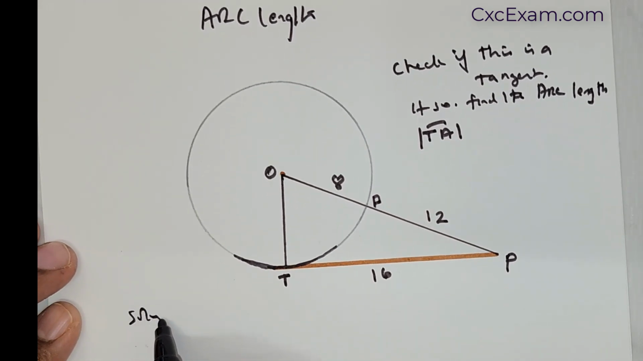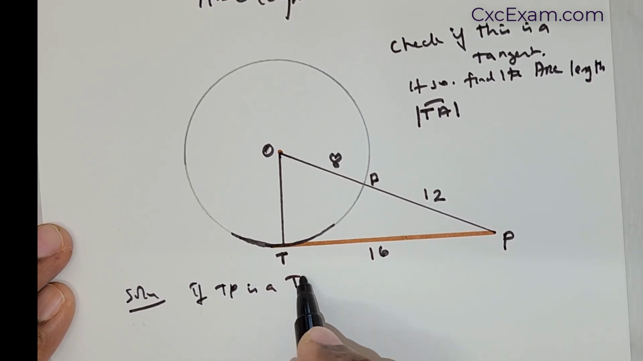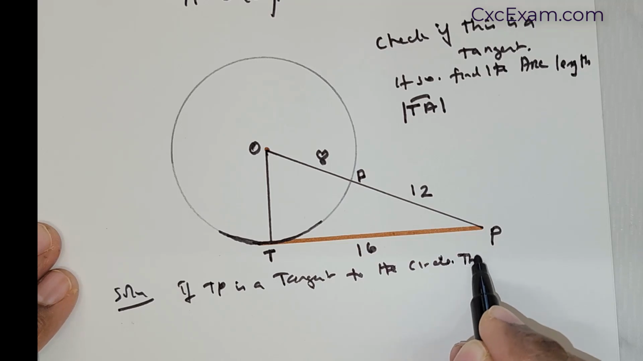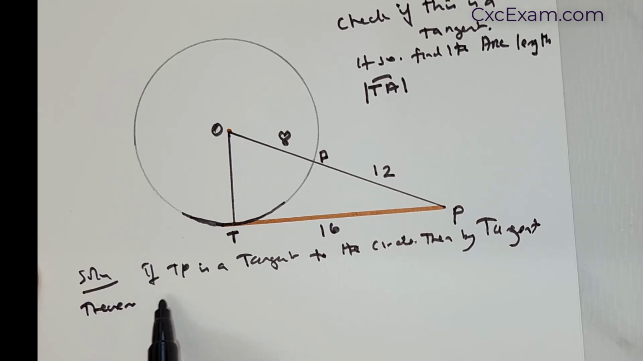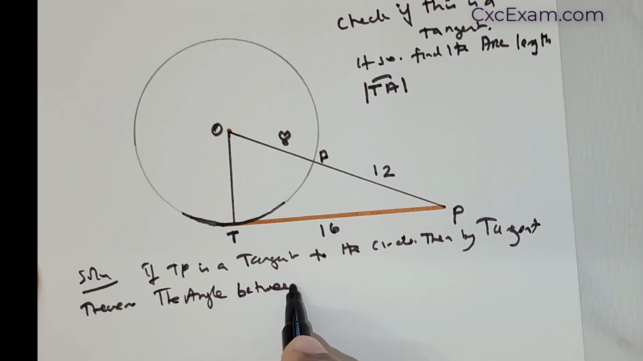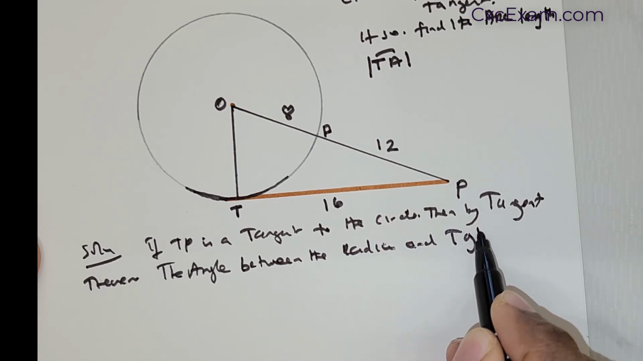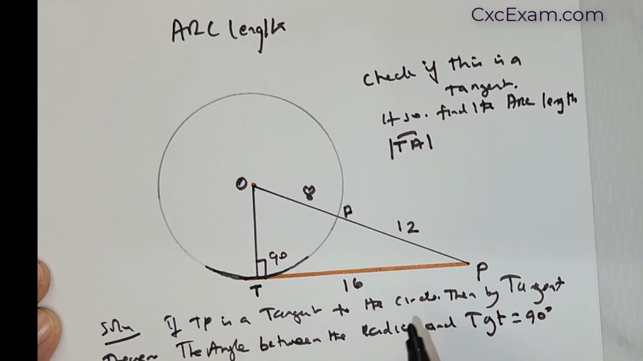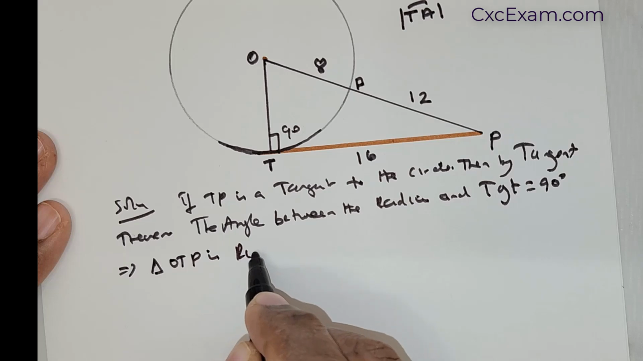Okay, so this is the solution. If TP is a tangent to the circle, then by the tangent theorem, the angle between the radius and the tangent is equal to 90 degrees. So this is the radius. So this angle is going to be 90 degrees. So this means triangle OTP is right angled.